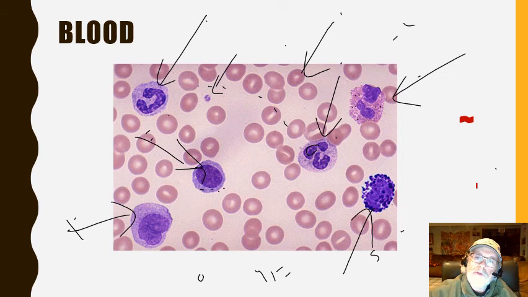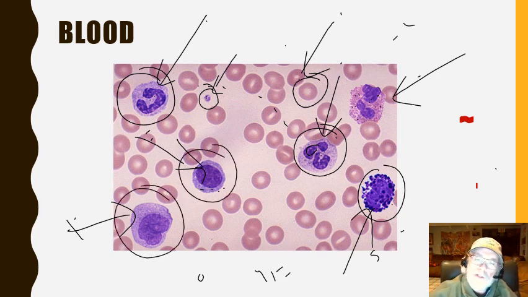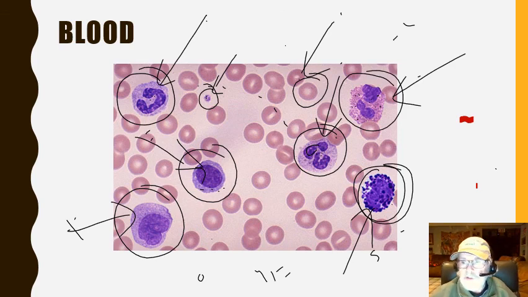So erythrocytes up here, platelets, bands, neutrophils, eosinophils. So red blood cells, erythrocytes, platelets, neutrophils, bands or immature neutrophils, lymphocytes, monocytes, basophils, eosinophils. Love it. It's a great slide.